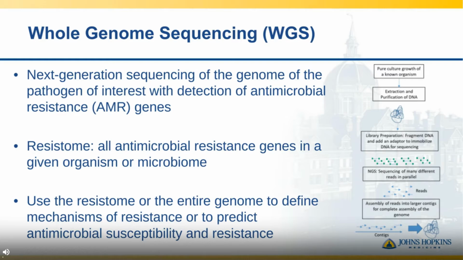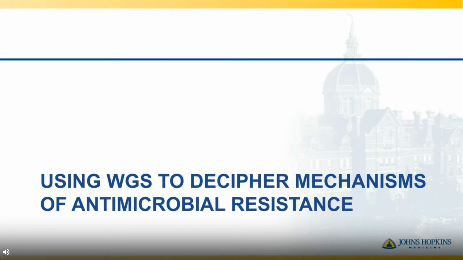And all the antimicrobial resistance genes or single nucleotide variants associated with resistance is referred to as the resistome of that organism. You can then use that resistome or the entire genome of your organism to define mechanisms of resistance or to predict your phenotypic antimicrobial susceptibility and resistance phenotype. And so that's what we'll be discussing today. We're going to go over these two applications of whole genome sequencing for detection of antimicrobial resistance.